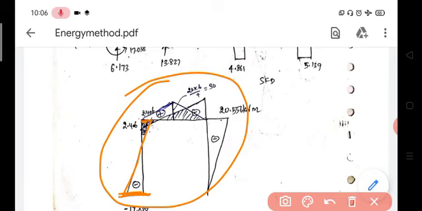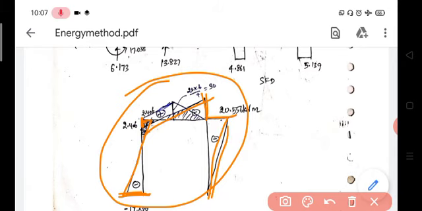Then again we can draw the fixed end moment diagram for the BC beam portion. At B, again the sagging moment is represented downward. This is 2.406. Then at joint C it is subjected to a hogging moment of 20.556, so it is in the upward direction. Then connect these two. Then for the CD portion, joint C is subjected to a hogging moment of 20.556 and joint D is subjected to 0 moment. So this is the fixed end moment diagram.